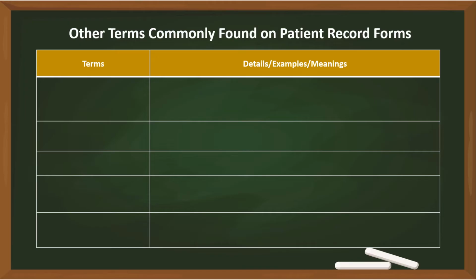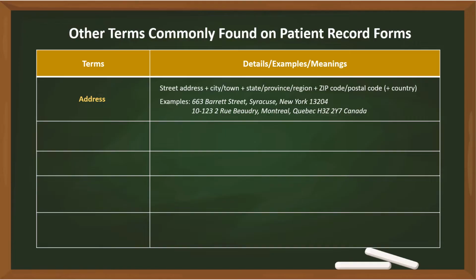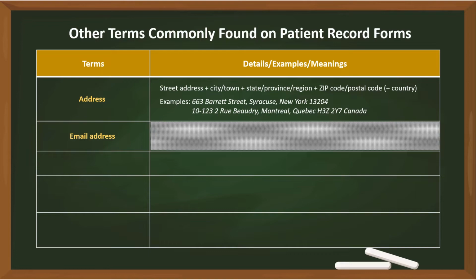There are many other terms on actual patient record forms. These include the patient's address, for which we usually write down the street address, plus city or town, plus state or province or region, plus zip or postal code. We may have to indicate the country in certain cases too. It is also common to ask for the patient's email address.